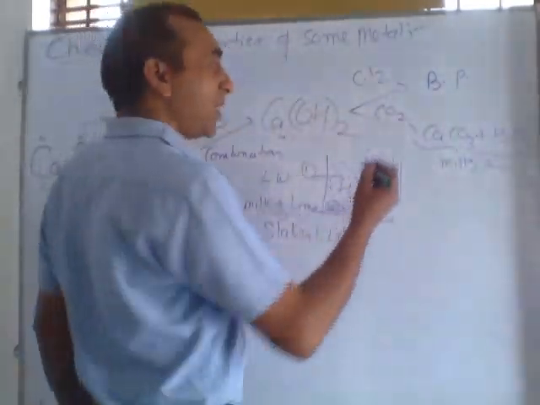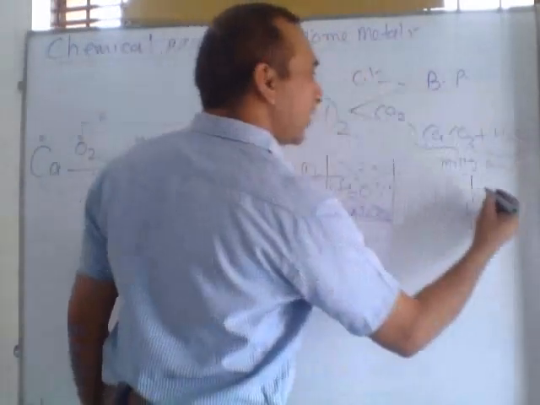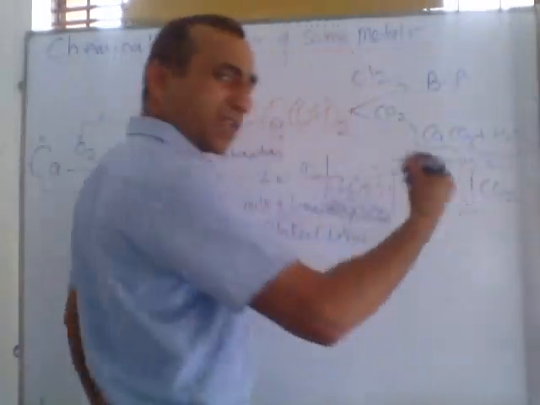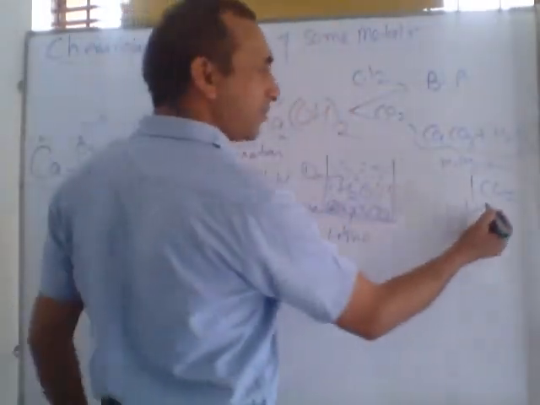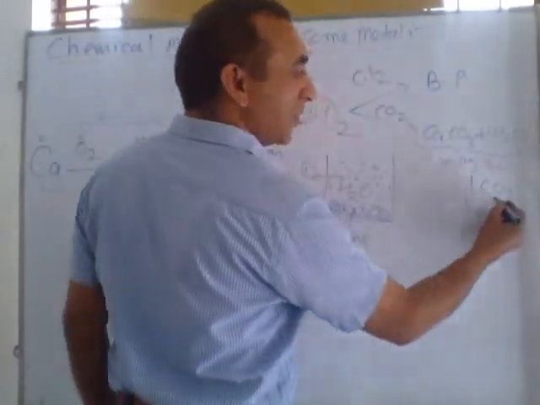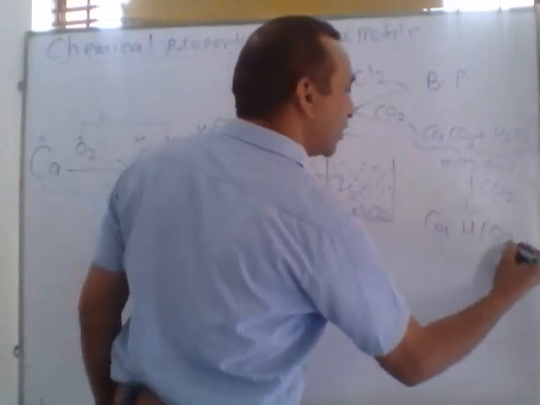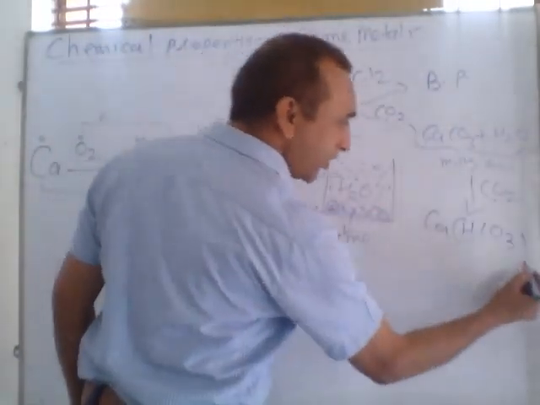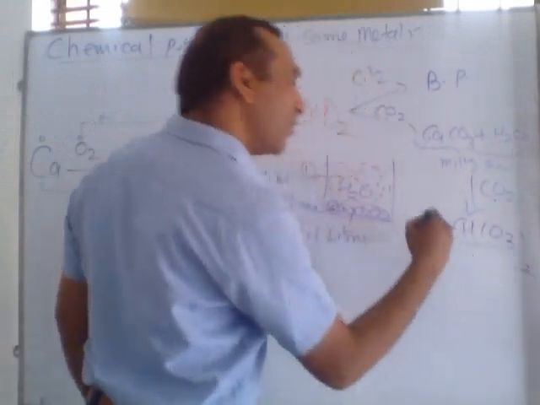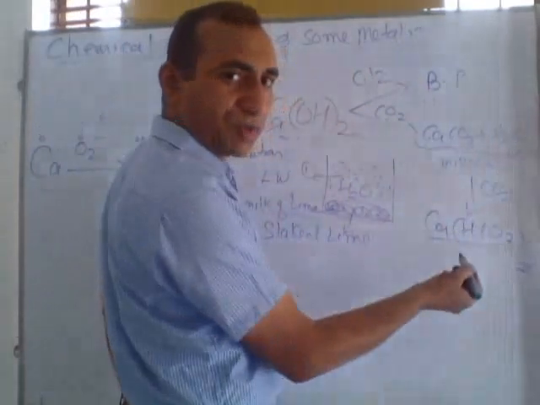If we pass CO2 for a long time, continuously, then after some time this precipitate further reacts with carbon dioxide and forms calcium bicarbonate. The valency of calcium is 2, we write here. This calcium bicarbonate is soluble in water. So the milky color disappears.